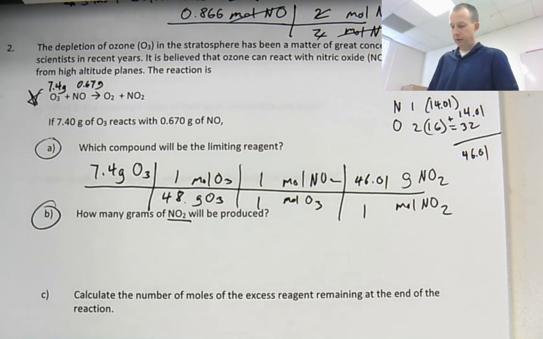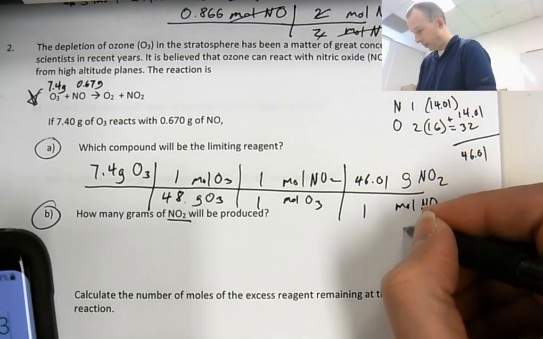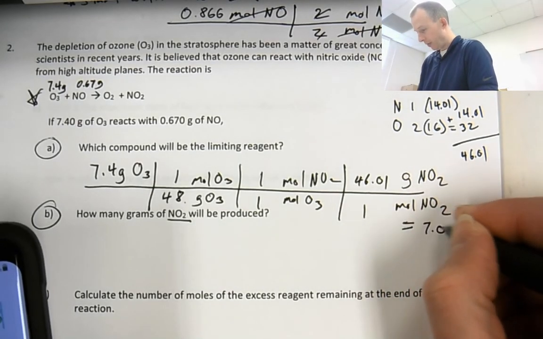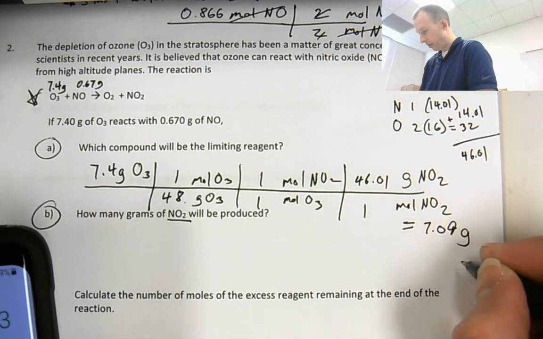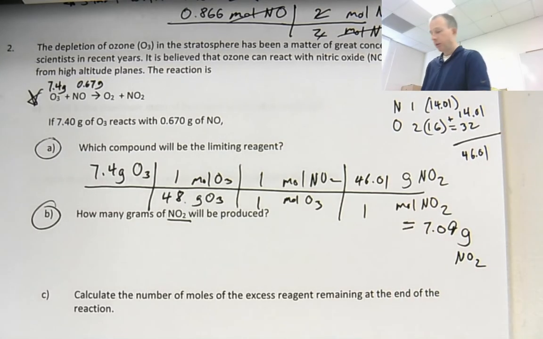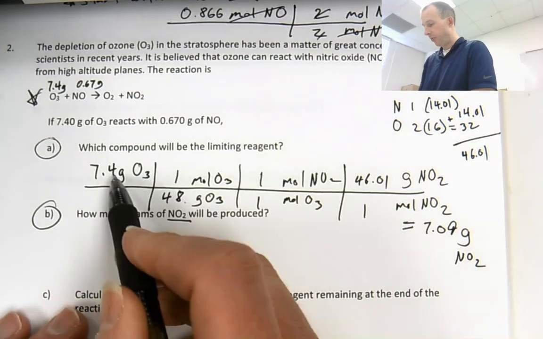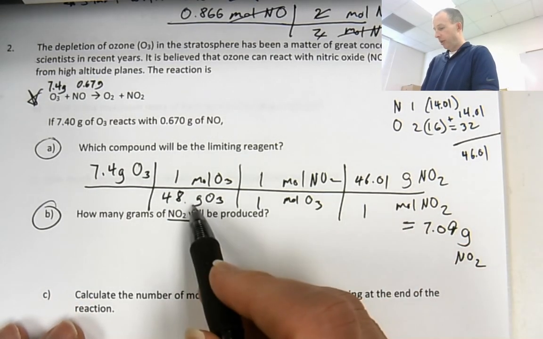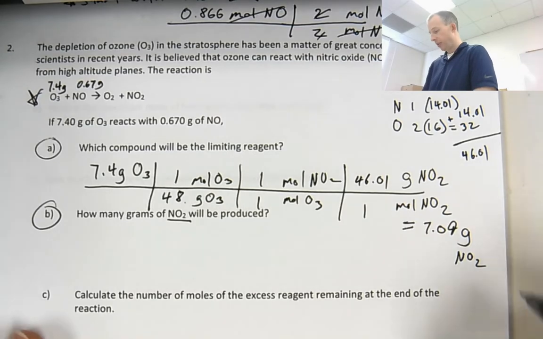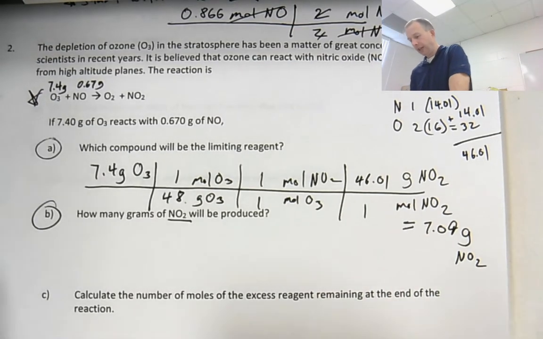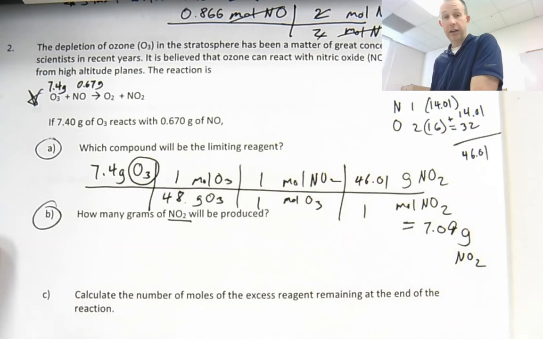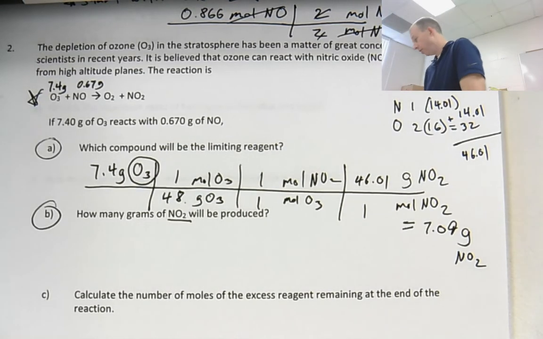So you're going to do all that. I don't have my calculator, so I have to use my phone because the calculator is in my other classroom. So you're going to end up with 7.09 grams NO2. So you're going to do 7.4 times 46.01 divided by 48. And you get 7.09 grams of NO2. And that's starting with ozone, O3.